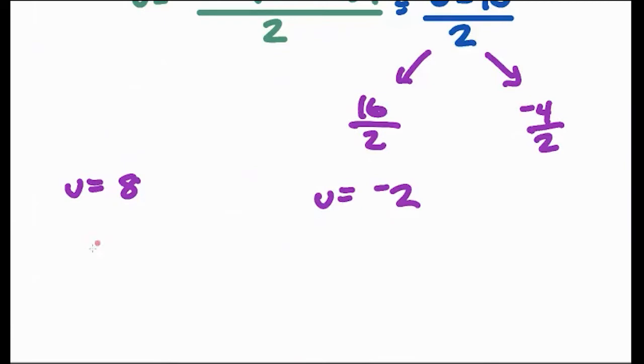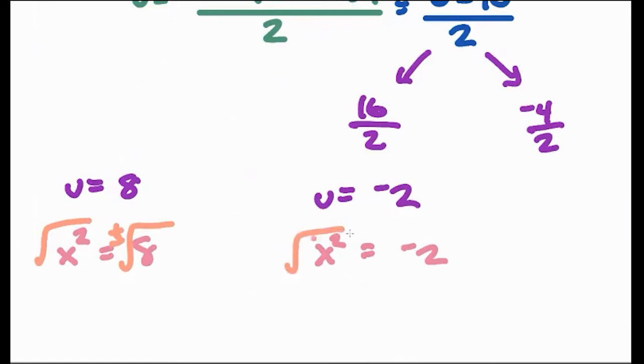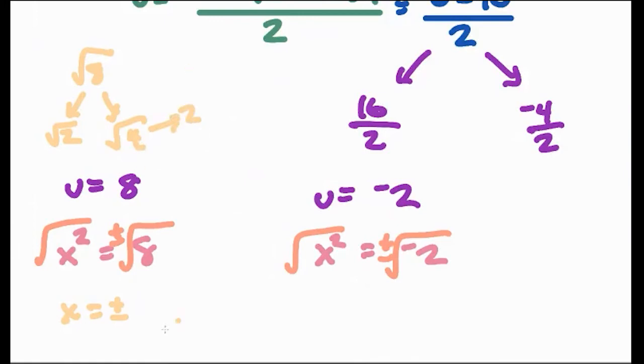You have to solve for x. So x squared is equal to 8. x squared is equal to negative 2. You take the square root of both sides, plus or minus. And you end up with x is equal to plus or minus root 8, which root 8 will break down to root 2 and root 4. And root 4 is 2. So this is going to be plus or minus 2 root 2.